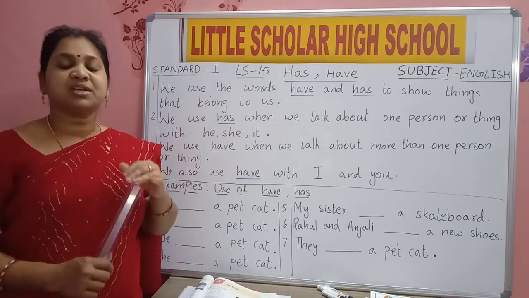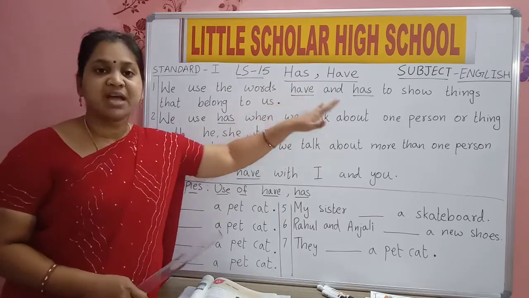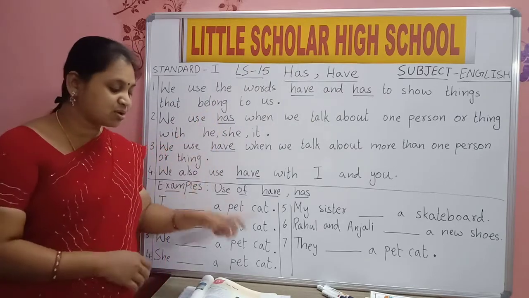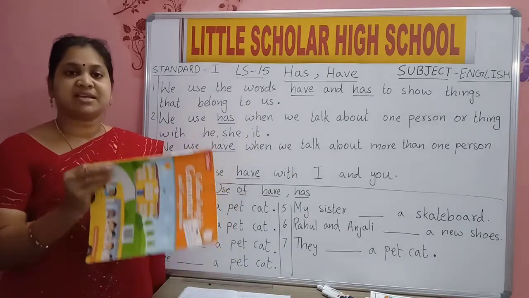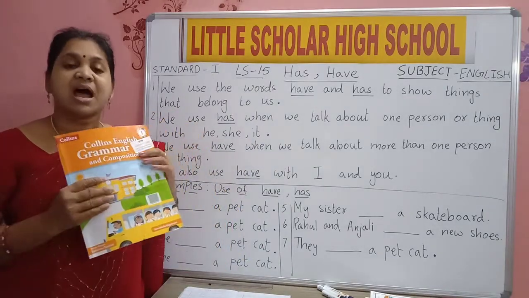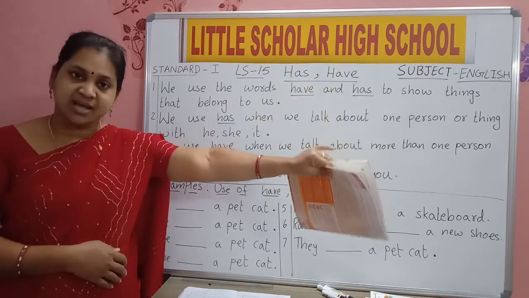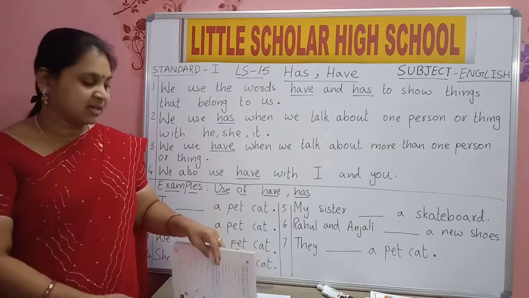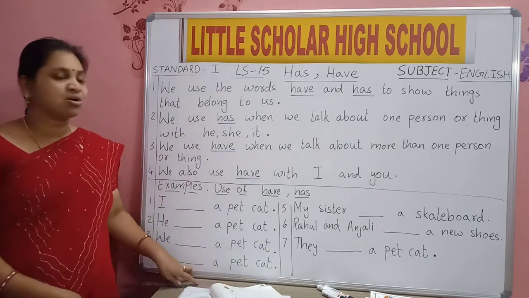So, to show the things that belong to someone, we use the words have and has. Is it clear? I have a book. He has a book. She has a book. Things belong to someone.